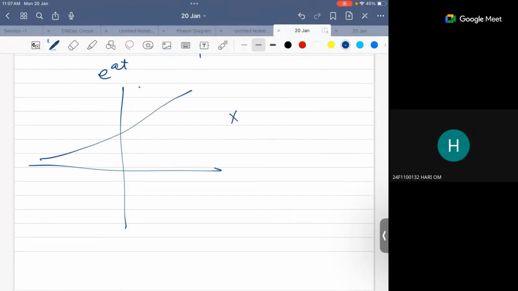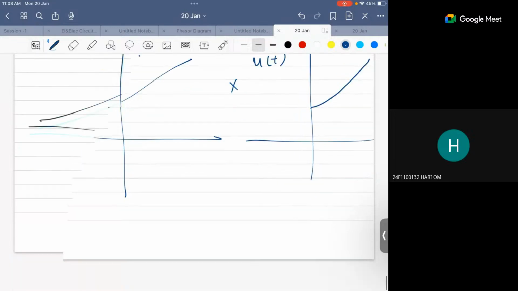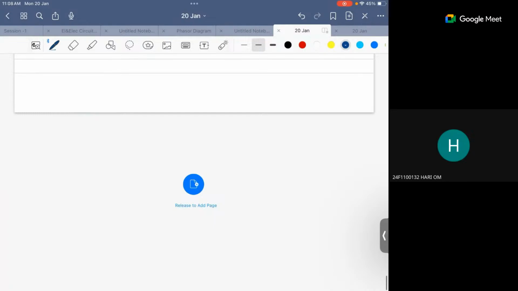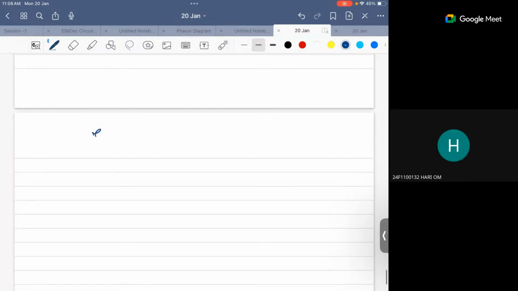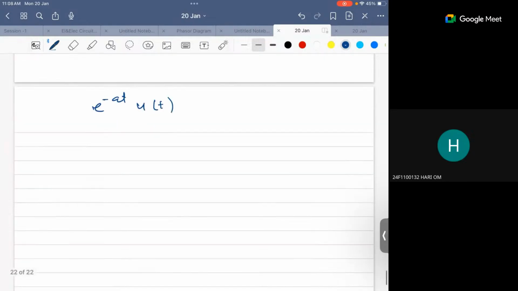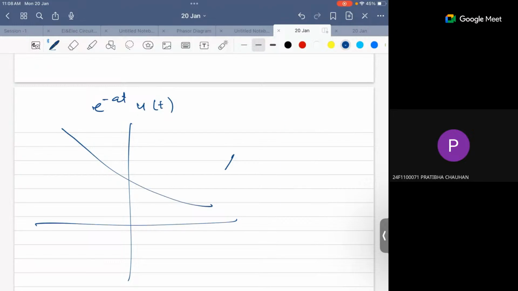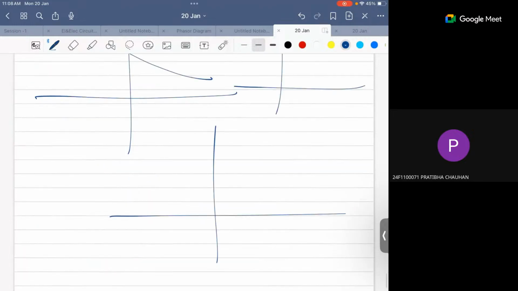Correct? And if you have to represent from 0 to infinity, you can just multiply with u(t). So now you'll be left with what? Like this: e to the power at u(t). Correct? If you have to represent e to the power minus at u(t), how will you represent? Decaying, like a slope. Correct, decaying. So if you multiply, you will be left with this. This is e to the power minus at.